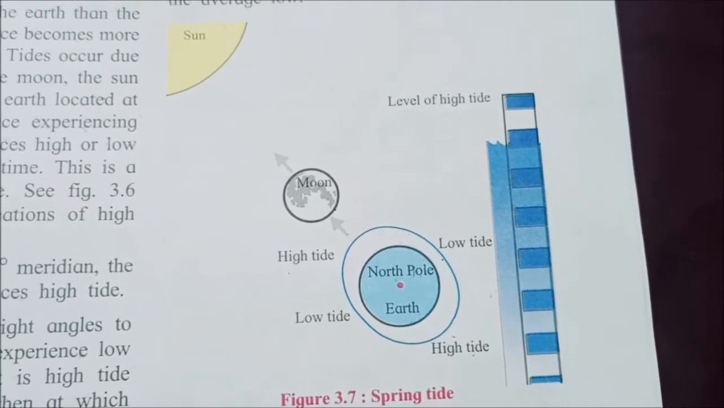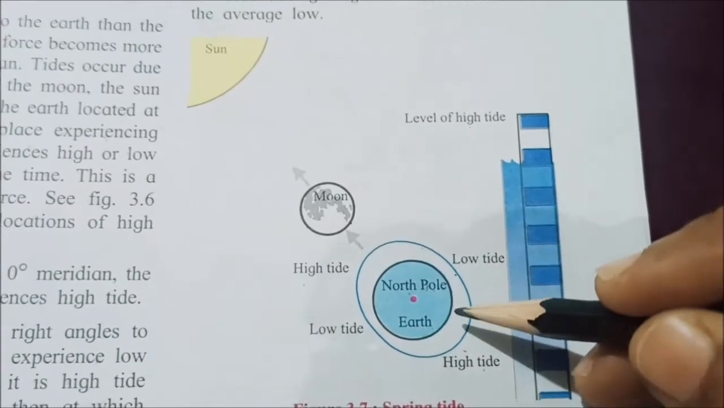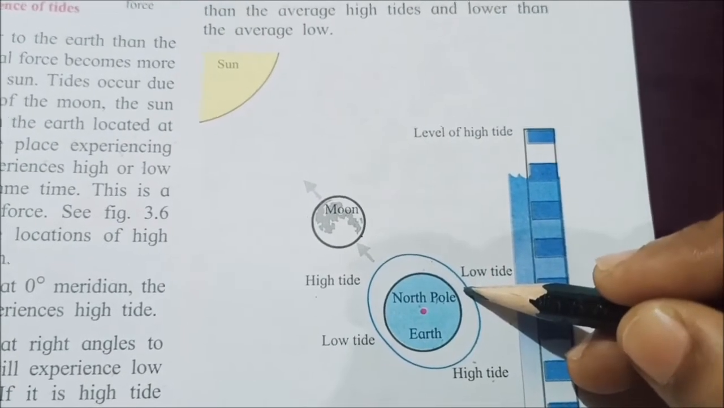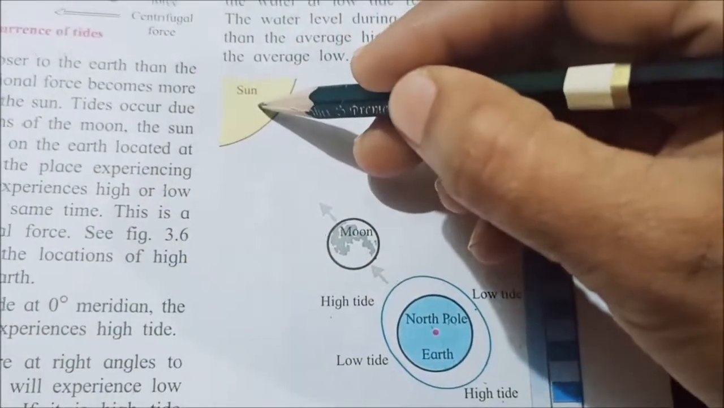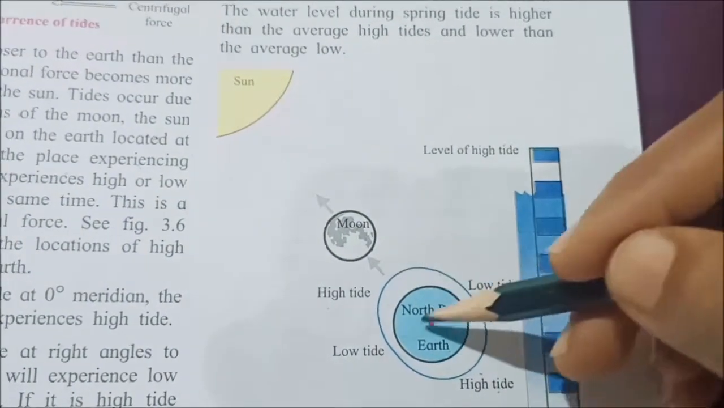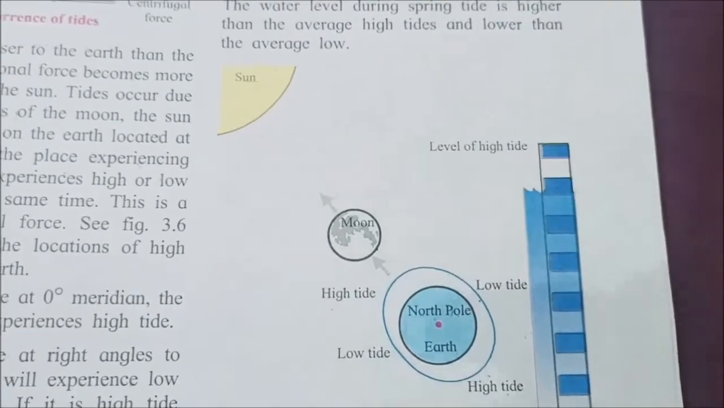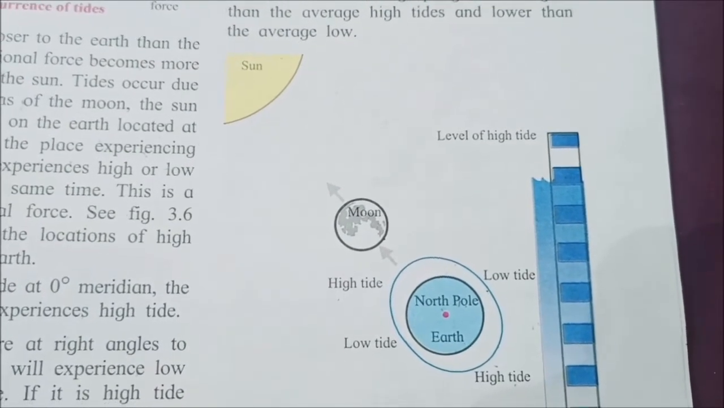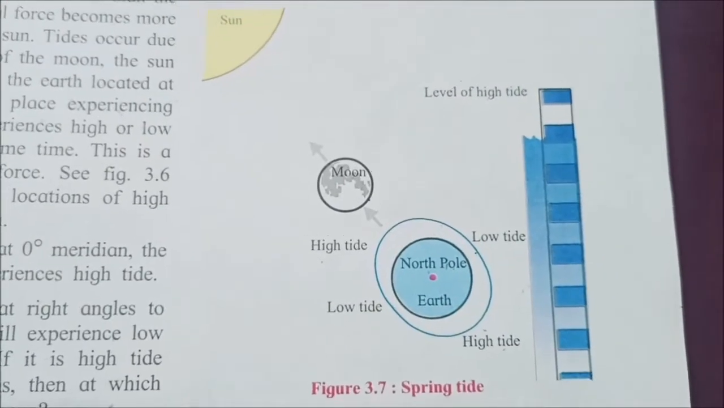So here you can see the bulge at the high tide is greater. The water at low tide recedes or reduces much more here during the spring tide. Here at the low tide, you can see the water level has reduced much more, and the bulge here you can see is due to the gravitational pull of the sun as well as the moon working in the same direction. Here high tide is greater than that of average. So the water level during spring tide is higher than the average high tide and lower than the average low tide. So this is spring tide.